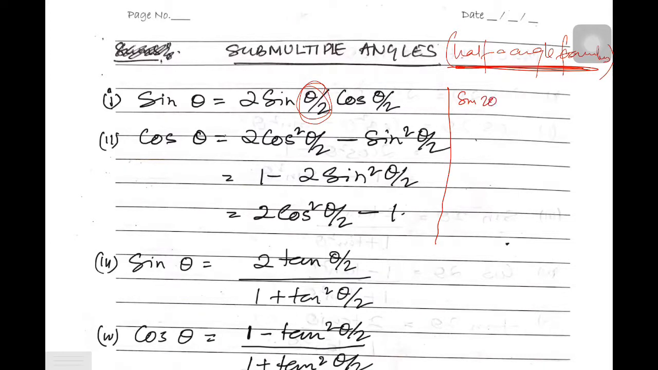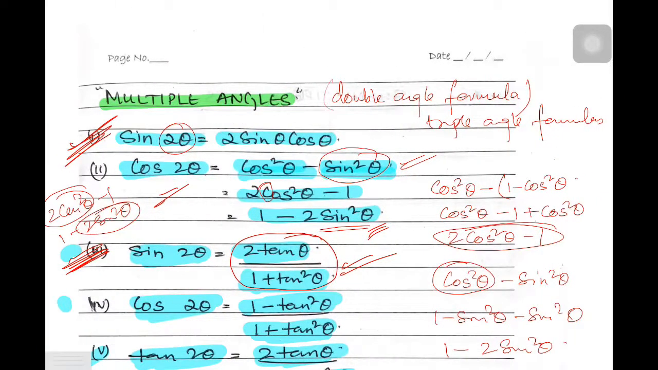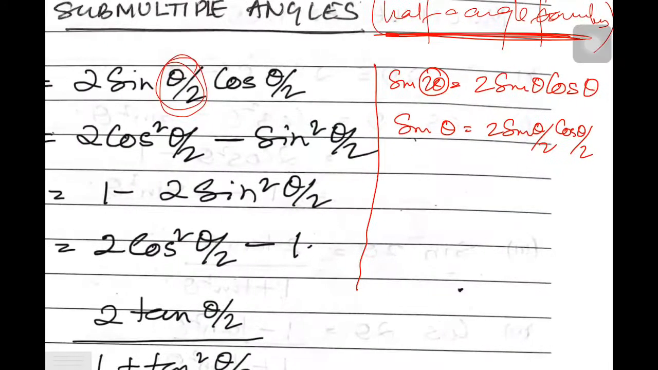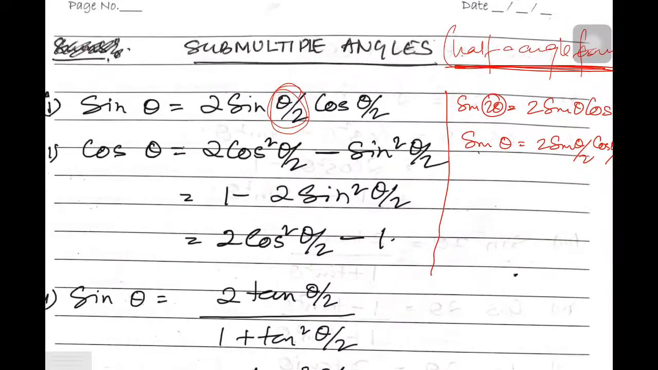How is it done? Check this out. What was sine 2 theta? Sine 2 theta was 2 sine theta cos theta. Let's check it out this side. Sine 2 theta was equal to 2 sine theta cos theta. What did I do? This 2 theta has been halved. That means if you divide 2 theta by 2, then you'll get theta, and all the other angles also halved. So theta by 2, cos theta by 2. You have halved the angle. That's why it's called half angle formula. Same formula, the angles have been halved.